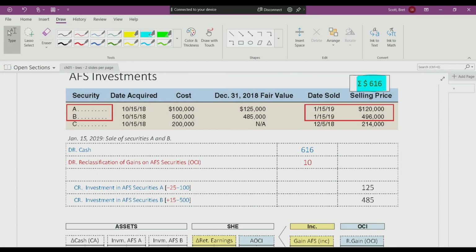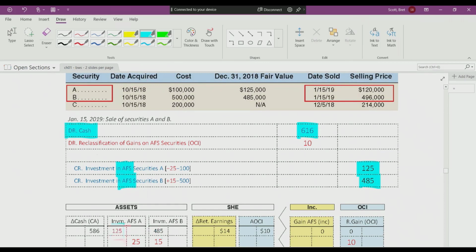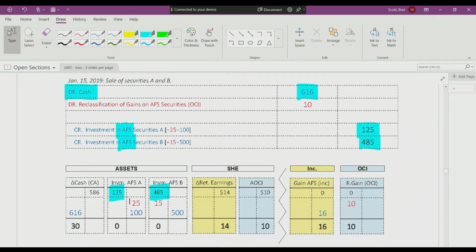Now down below, let's take a look at the sale of the securities. As we saw before, we generated cash of $616,000, and we had to get rid of or empty out our available for sale balances in securities A and securities B. We need to get rid of those. But how do we do that when we've got this limbo state part in our accumulated other comprehensive income? You see down below where we have this 25 unrealized gain, and this 15,000 unrealized loss.